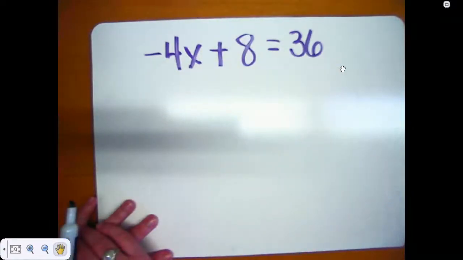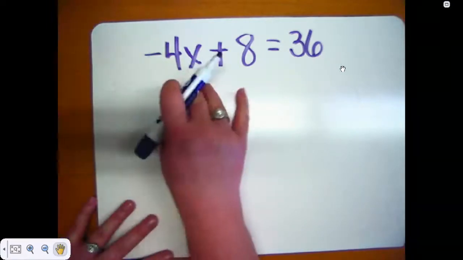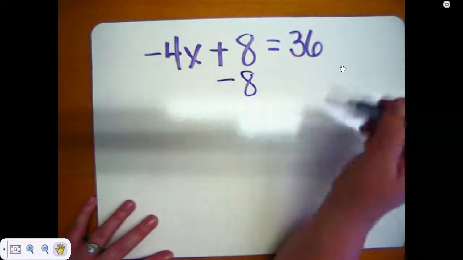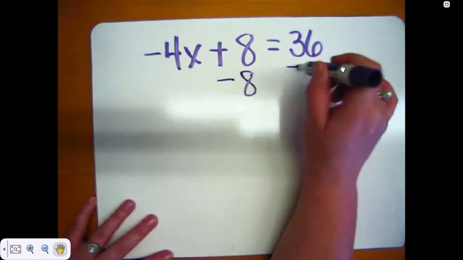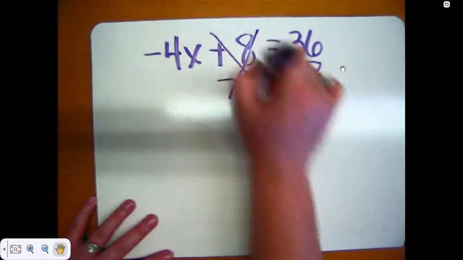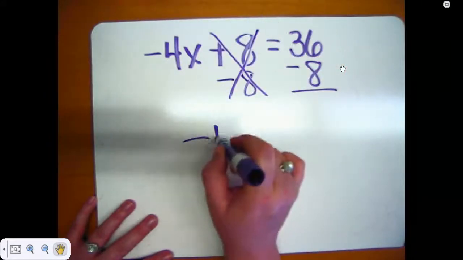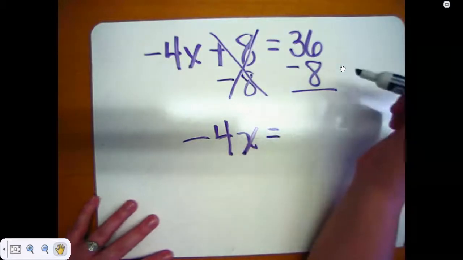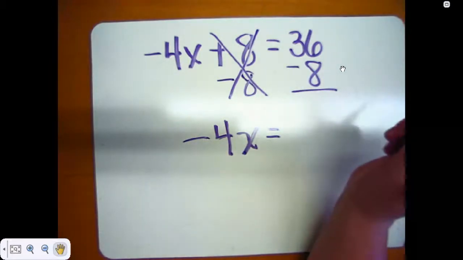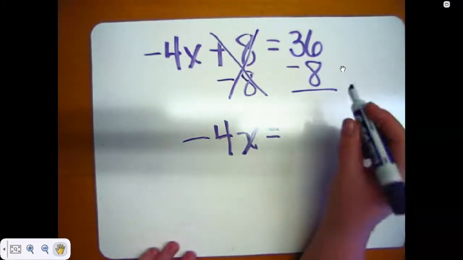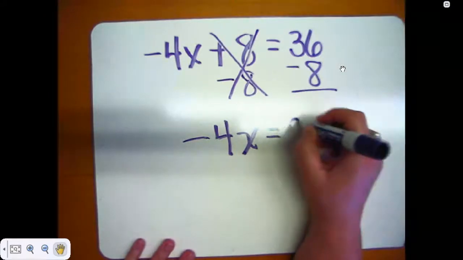So we're going to get rid of that positive 8 just like we always did. So we would do negative 8. We would do the inverse operation, and we would also do negative 8 over here. This one would go away. We would bring down our negative 4x. And 36 minus, excuse me, that went down the wrong way. 36 minus 8 is positive 28.